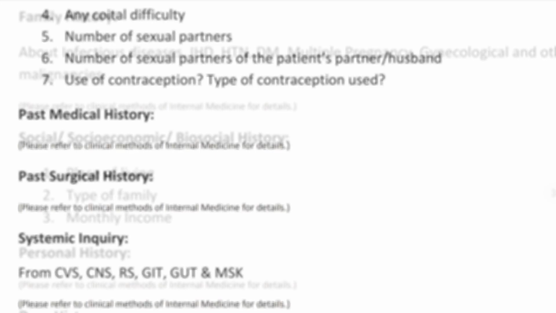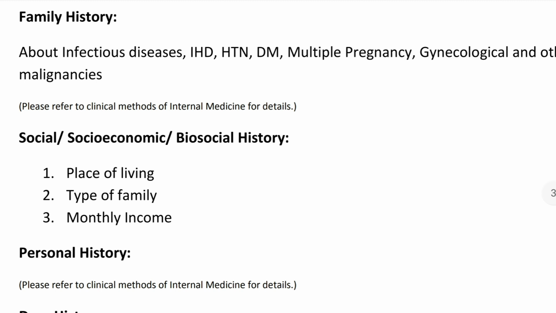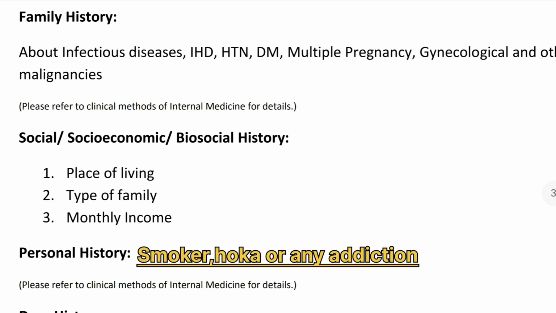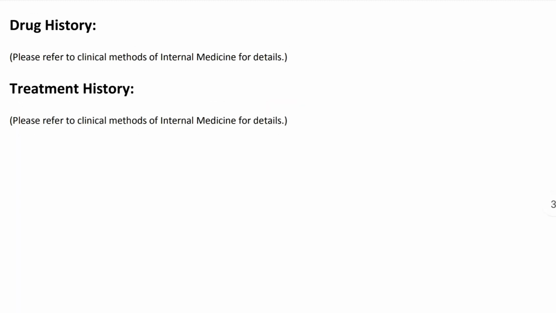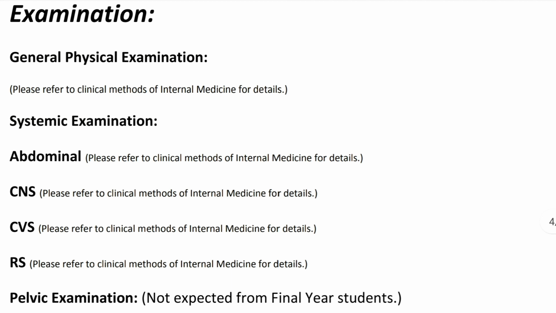Moving on, we will ask about the family history: infectious diseases, any ischemic heart disease, hypertension, diabetes, any history of multiple pregnancies in the family, and any gynecological or other malignancies that we should know about. Then we have social, socioeconomic, or biosocial history. We'll ask about the place of living, type of family, and the monthly income. Then ask about the drug history, whether the patient is taking any medications for any condition, and the treatment history so far.